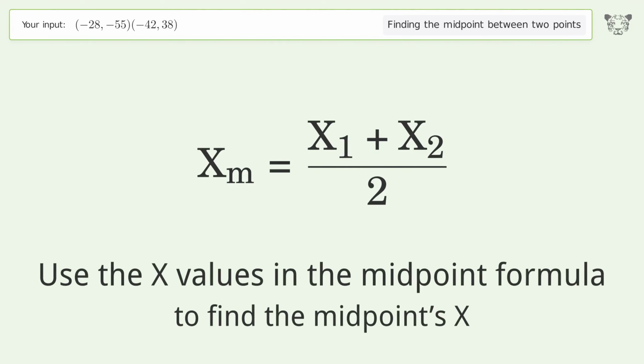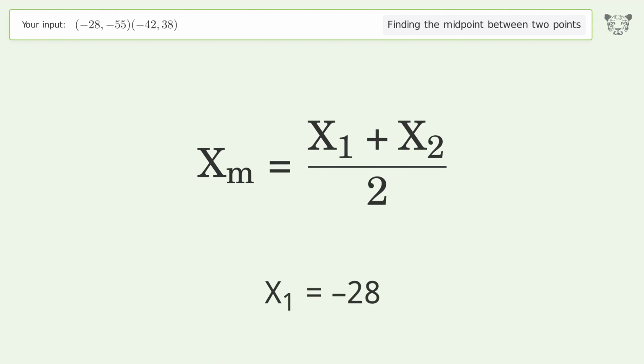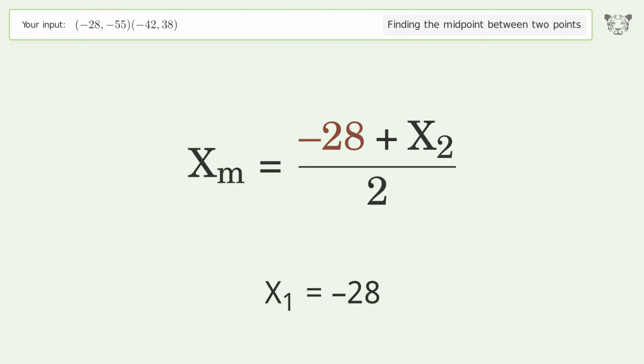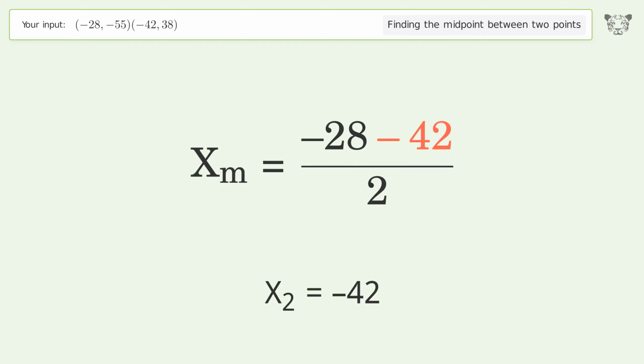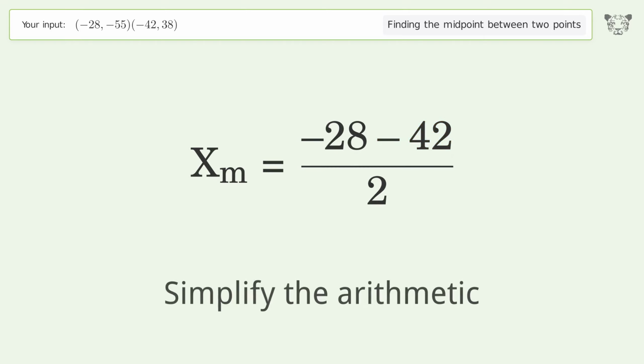Use the x values in the midpoint formula to find the midpoint's x. x1 equals -28. x2 equals -42. Simplify the arithmetic.